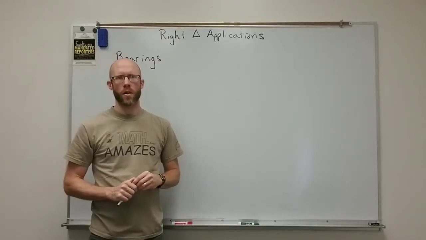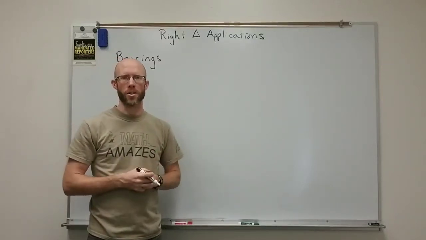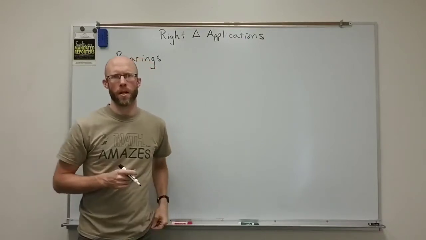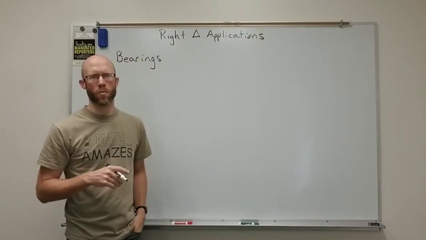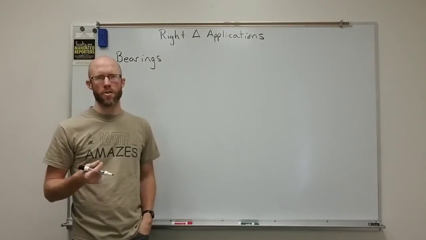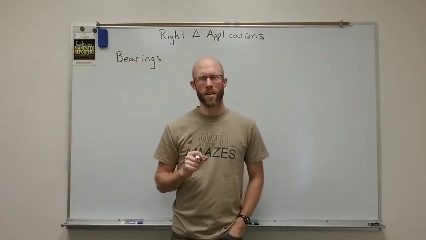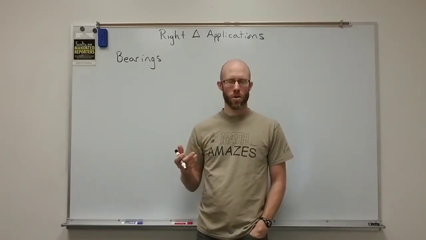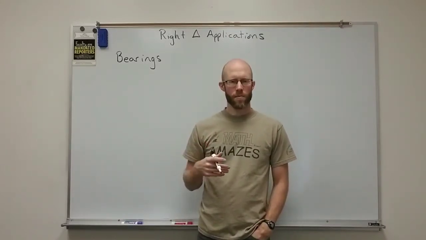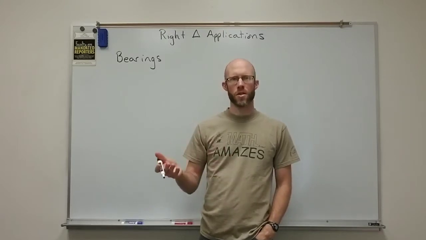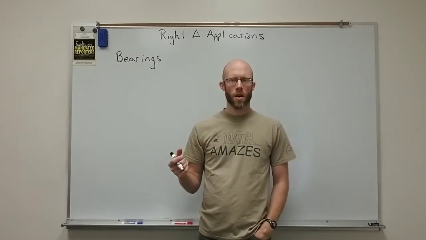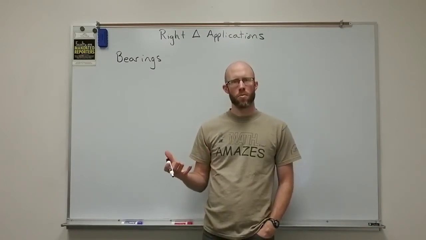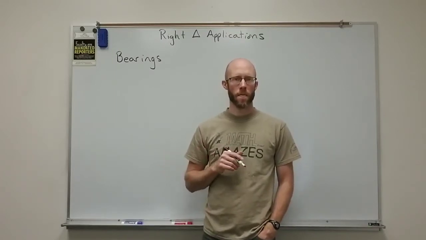So we're going to work on some more applications to solving right triangles. The first type of application we're going to look at here is dealing with bearings. Now these aren't like wheel bearings or little ball bearings. These are instead directional bearings. And so when you have, say, boats at sea or planes traveling, they use a bearing to represent the direction in which they're headed.